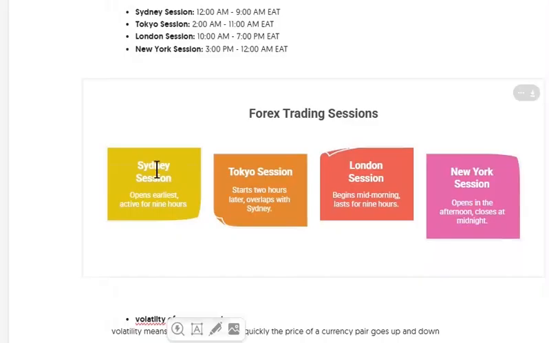Let us answer the second question, the trading sessions. This is the most important thing that you need to understand, because as a forex trader, you must know when to trade and when not to trade. Now, we have four trading sessions, namely Sydney session, Tokyo session, London session, and New York session.